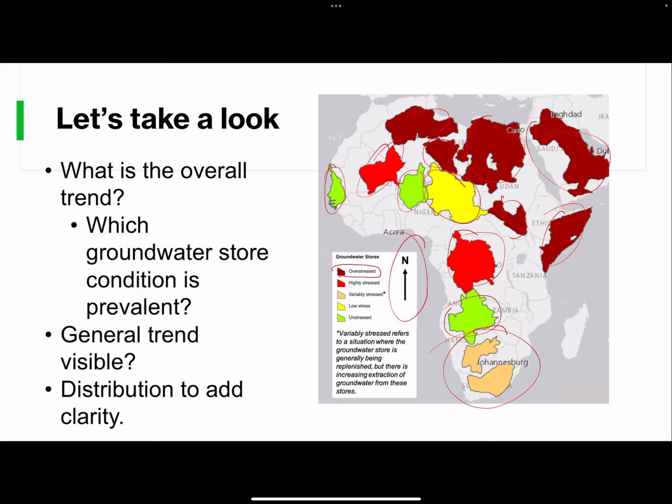So if the question is what's the overall trend in this place here, the first thing I'm going to talk about is the overall trend. What are things that I can pick up? Are there areas in the continent of Africa where a particular type of trend is very overwhelming, very dominating? Is there a general trend that is visible? If you see a particular trend that's concentrated on one part of the continent of Africa only, is the distribution clear? Can you give me a few more details so that my reproduction of my map becomes clearer?